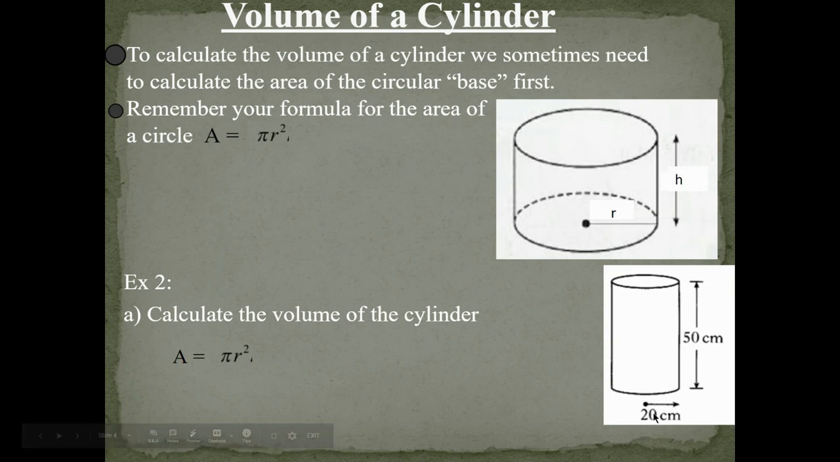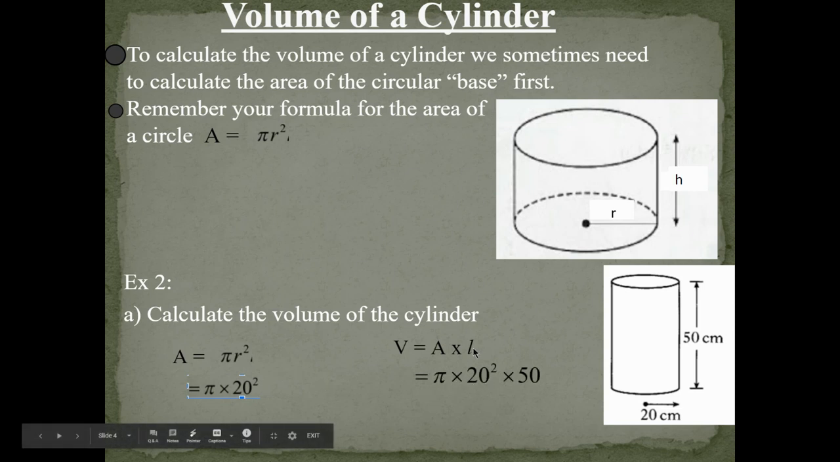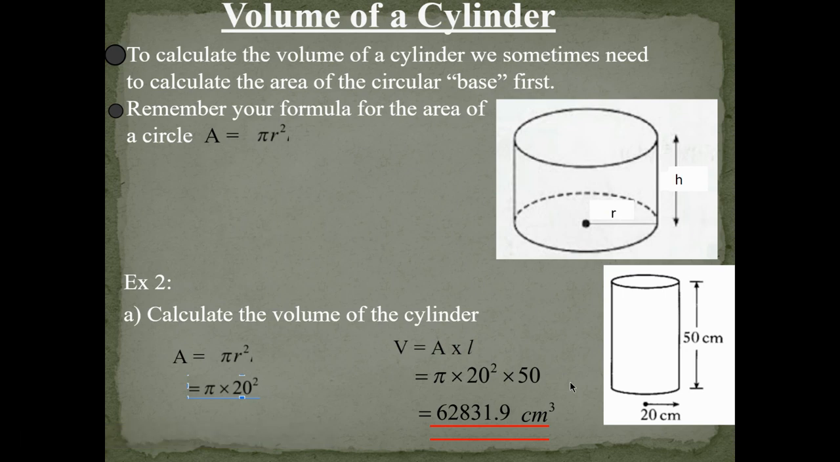So calculating the volume of this cylinder here, first of all, we work out the area of the circular base. The radius is 20, so we get pi times 20 squared. We could work out that at this stage, but it's not really much point because we're going to have to use it in the next formula as well. So we'll just write down the pi times 20 squared, and then our height is 50. So we can do one calculation on our calculator, putting in our cubic centimetres at the end again.